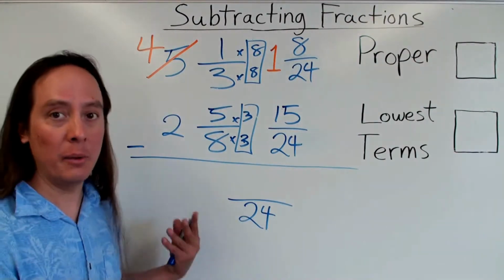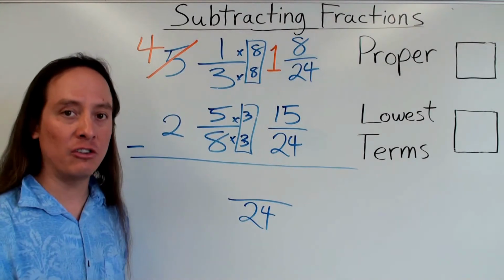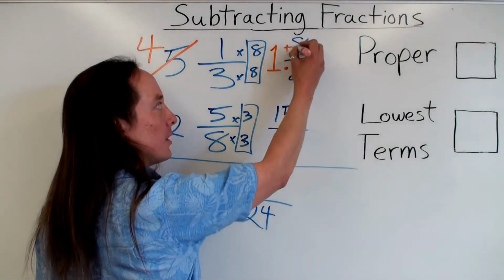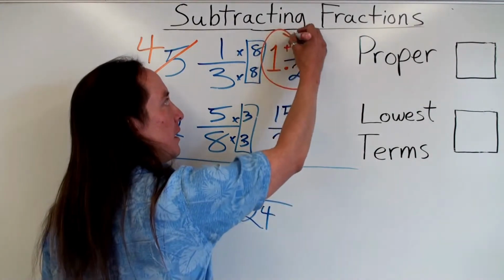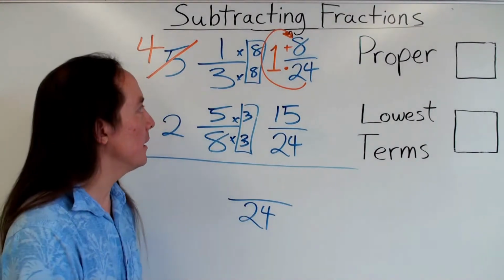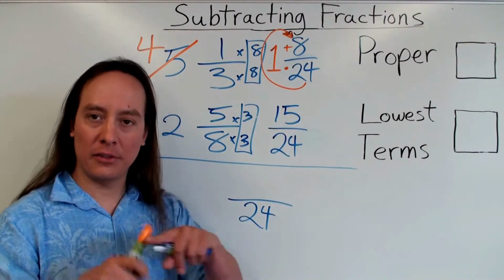Next step. That wasn't too hard, right? All we did was borrow 1 and put the 1 over there as a whole number next to the fraction to make it a mixed fraction. Next step is to convert this mixed number into an improper fraction. The point means multiplication, and obviously the little cross means addition, right?